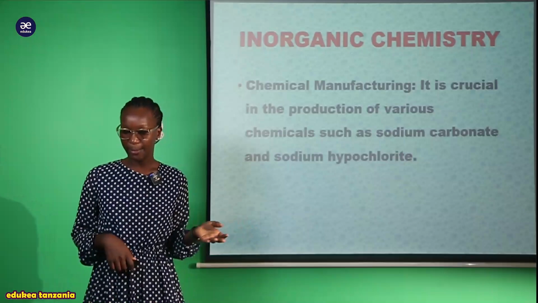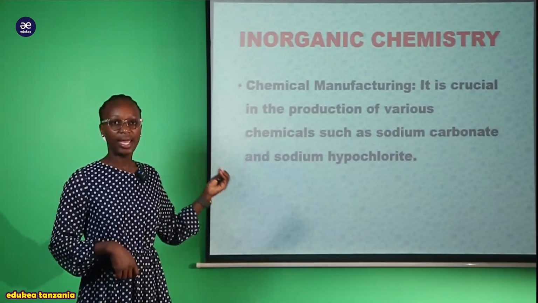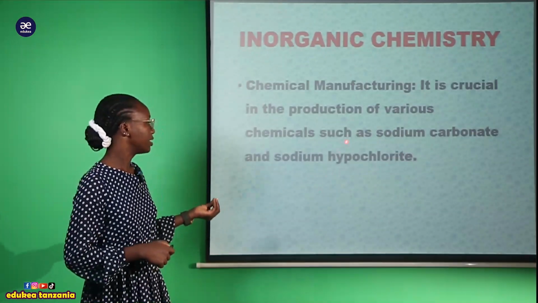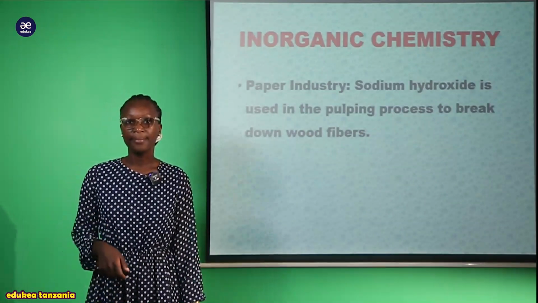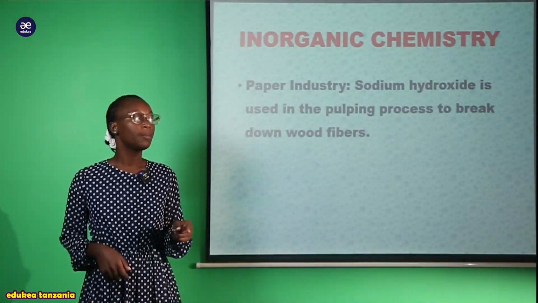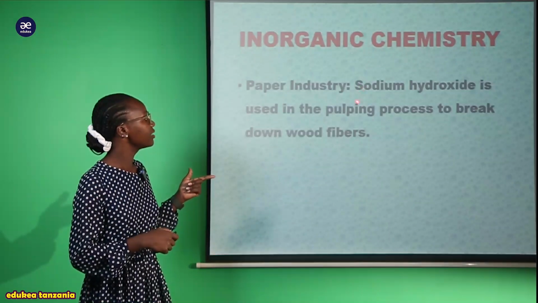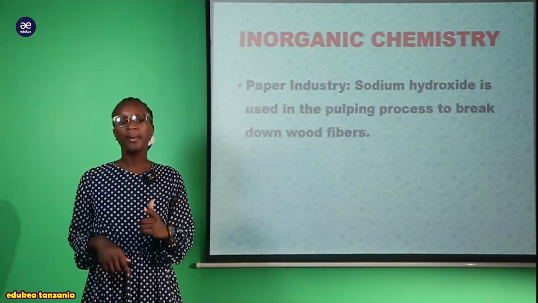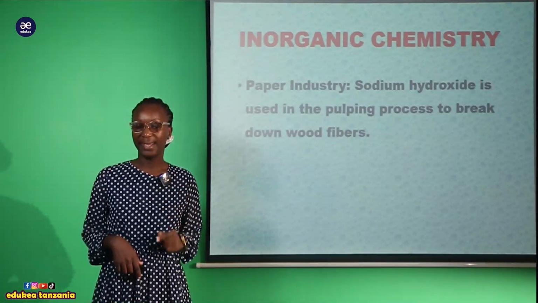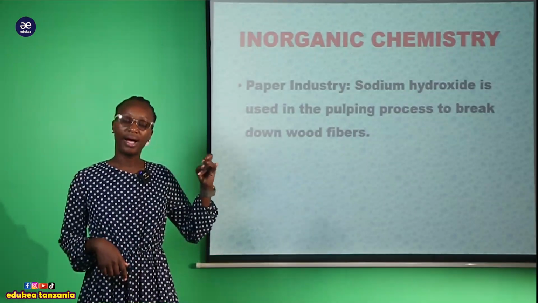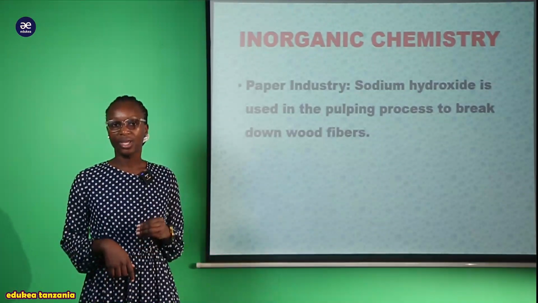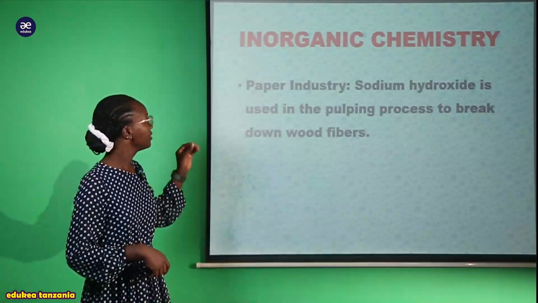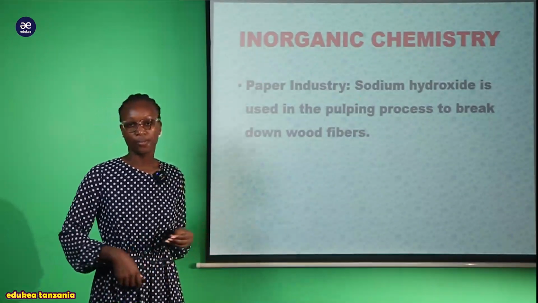It is useful in the production of this chemical product, particularly the sodium hypochlorite. But also the sodium hydroxide can be useful in the paper industry. Kwamba sodium hydroxide inatumika pia kwenye paper industry. Kumbuka tumeona kwamba it is useful in the chemical manufacturing, lakini pia it is useful in the paper industry.